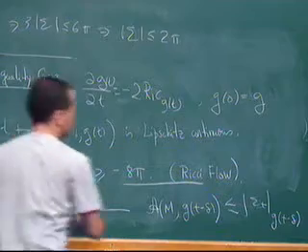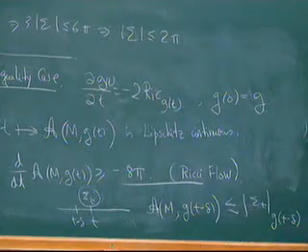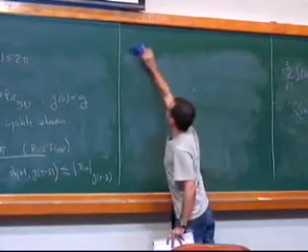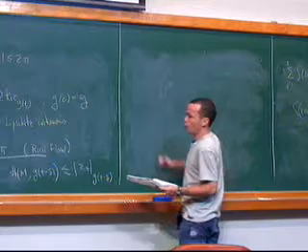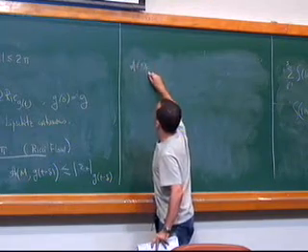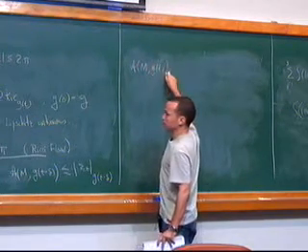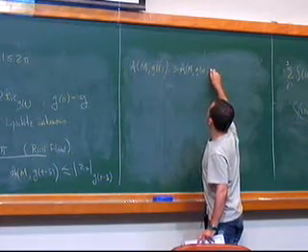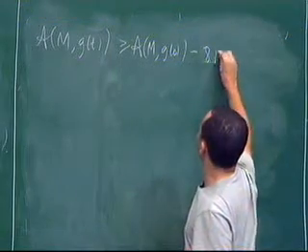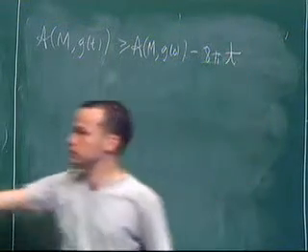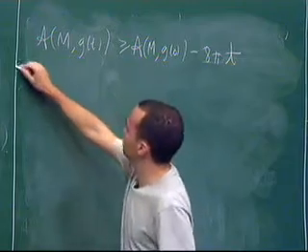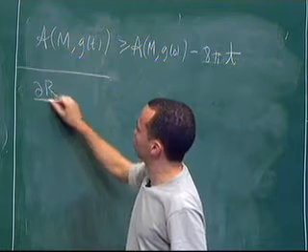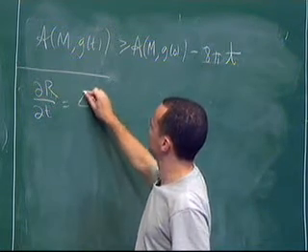So this says that the area at time t is at least the original area minus 8 pi t, because of this inequality. Now you use the maximum principle. Now you look at the scalar curvature. The evolution equation of the scalar curvature through Ricci flow is like this.